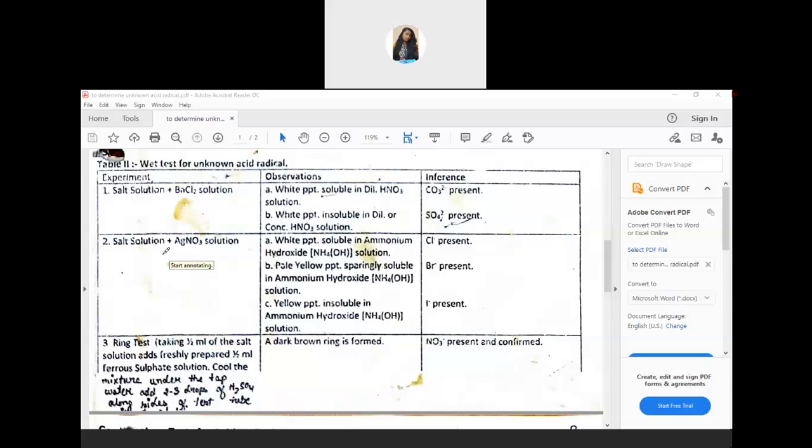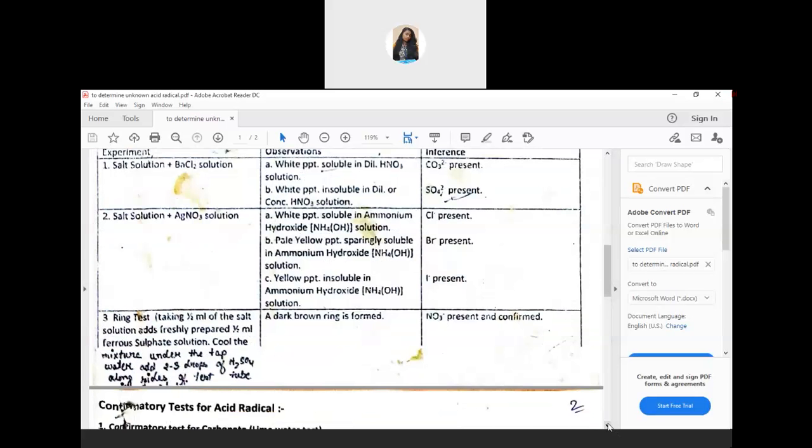So next, you have to do the third test. That one is the ring test. For the ring test, first you have to take a salt solution. You have to add a freshly prepared ferrous sulfate solution. Then you have to cool this mixture under the tap water.